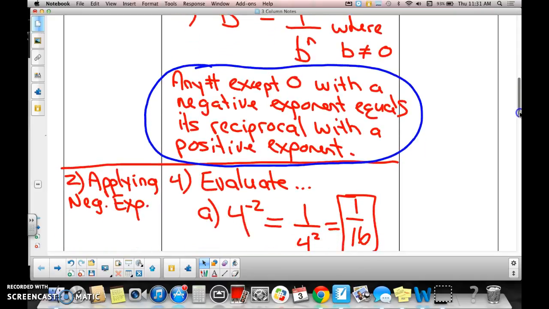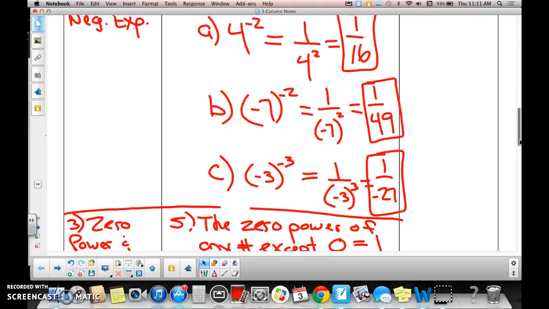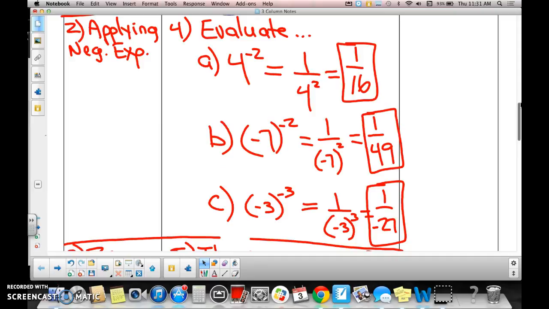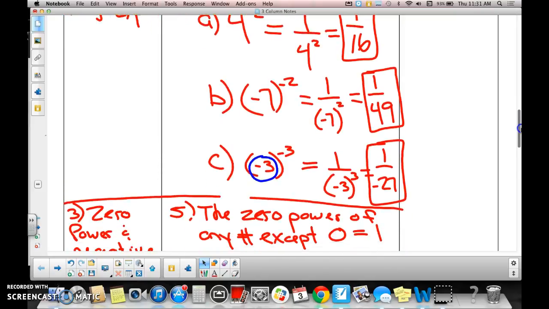Number 2, we just did some examples of how to calculate or evaluate negative exponents. B and C is a pretty good contrast. You've got to be careful when dealing with negatives. Same rules apply. Negative 7 to the negative second power gives you 1/49. Negative 3 to the negative third gives you negative 1/27 because you are cubing negative 3. So a negative number to an odd power is still going to be a negative.